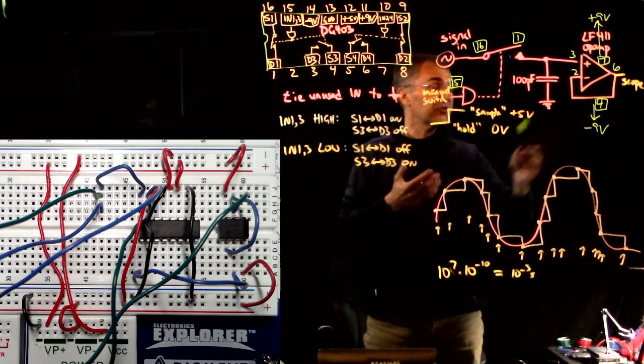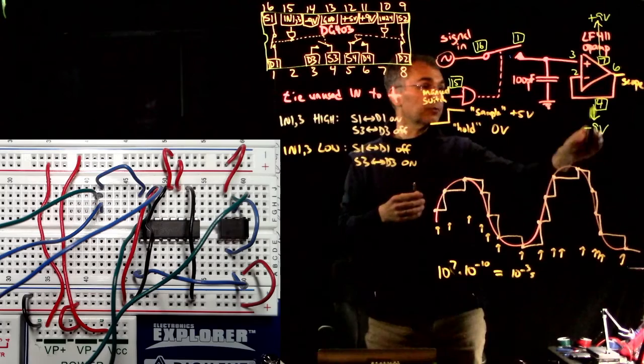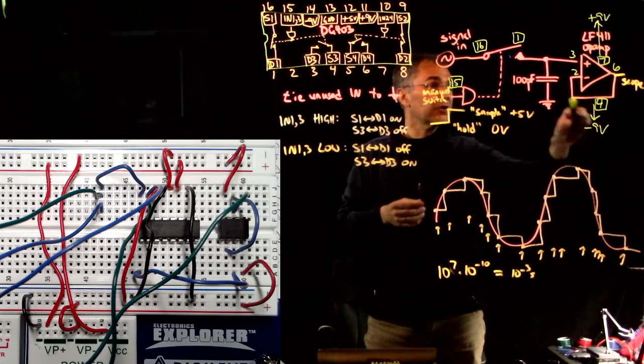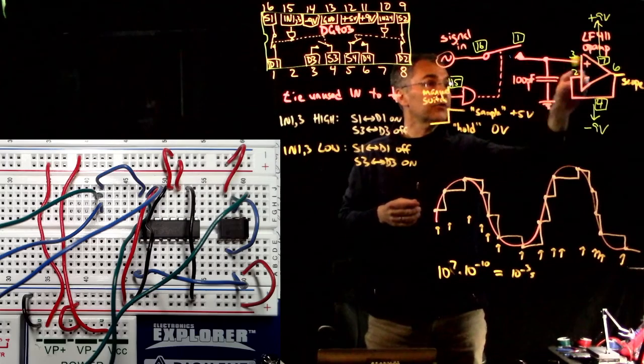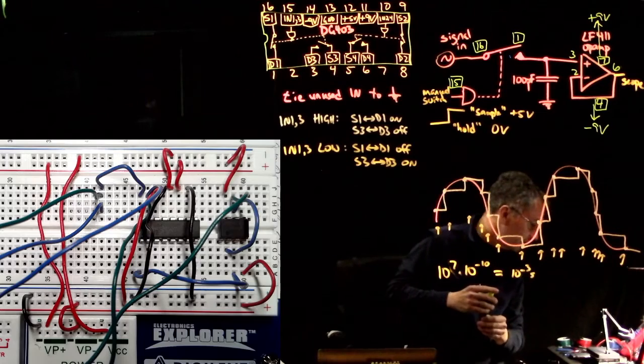So pin 7, this is the same pin out as a 741 OpAmp. Pin 7 goes up to plus 9 volts. Pin 4 goes down to minus 9 volts. Negative feedback from pin 6 back to pin 2, and then the input signal goes to pin 3. Here's a 100 picofarad capacitor.